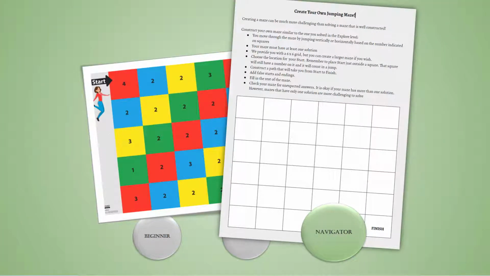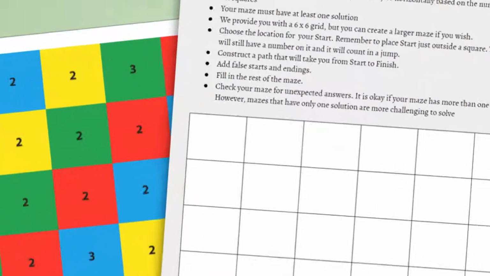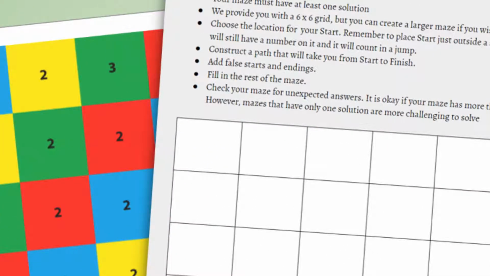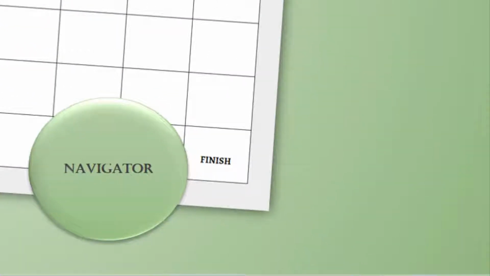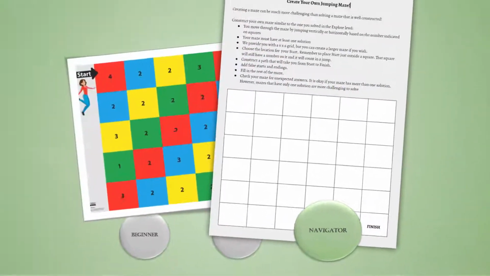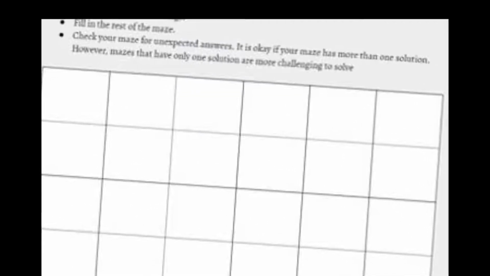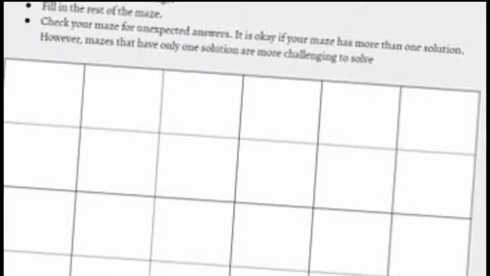In the Navigator level, the participants are asked to construct their own maze similar to the one they solved in the Explorer level. To create this maze, the participants will need to choose a location for their start. That square will still have a number on it and will count in a jump. Next, they will construct a path that will take them from start to finish. To complete the maze, they will need to add false starts and endings, and then fill in the rest of the maze. It is important for participants to check the maze for unexpected answers.